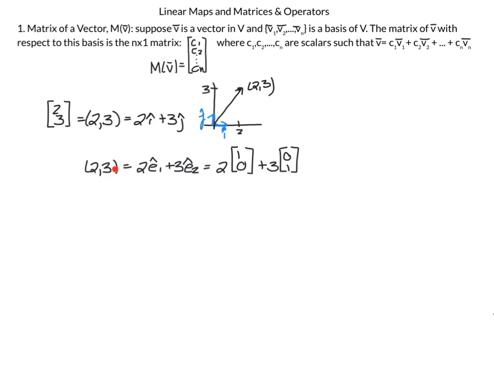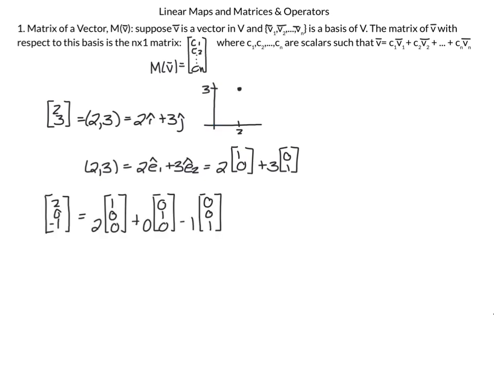So we can also write this as 2, 3 is equal to 2 times E1, our standard basis for R2, plus 3 times E2, the second vector in our standard basis for R2, which is equal to 2 times 1, 0, plus 3 times 0, 1. Again, the idea is these coordinates are the coefficients in front of the basis vectors. In R3, the coordinates 2, 0, negative 1 would be 2 times our E1 vector plus 0 times our E2 vector minus 1 times our E3 vector. And you can see that this linear combination gives us back our vector 2, 0, negative 1.